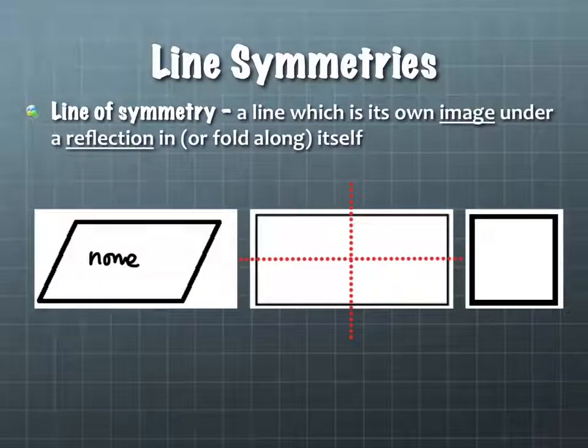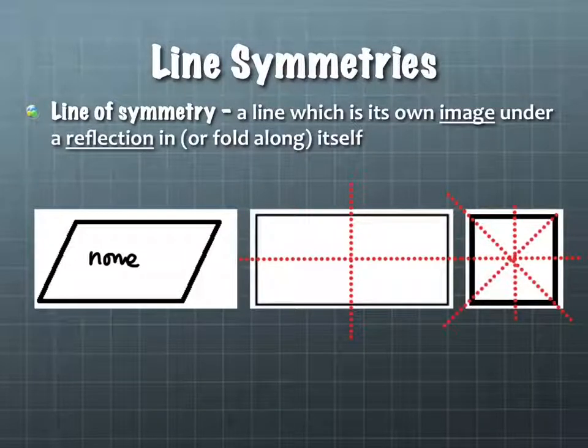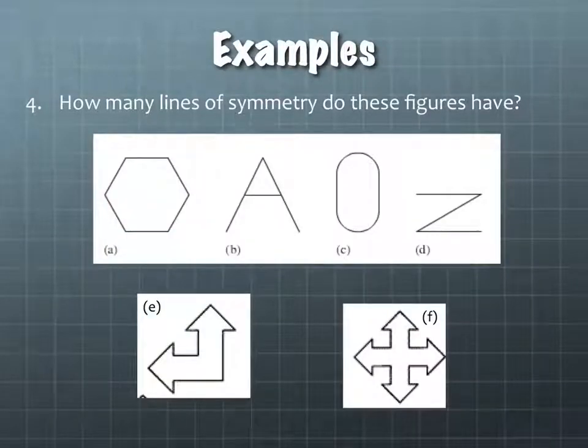How many do you suppose there are over here on my square? There are 4. There are the same ones that are on the rectangle, those 2. And then there are the ones that I was trying to draw on my parallelogram, here and here along my diagonals. So I actually have 4 lines of symmetry here. I have 2 lines of symmetry on my rectangle. Okay, so we're going to work through several examples really quickly of counting the number of line symmetries. Draw them in if you'd like as we go.